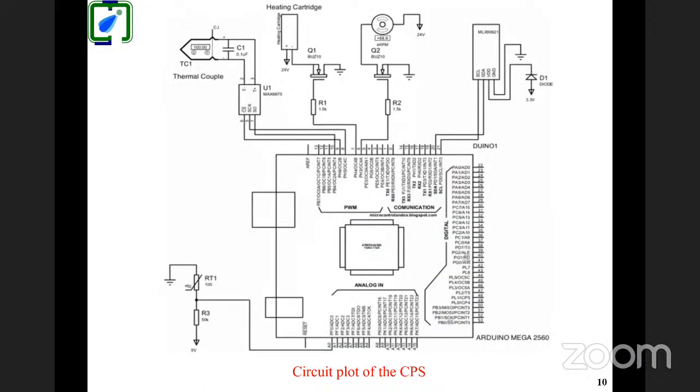This is a circuit plot. The circuit plot will have the thermocouple on this side, and the heating cartridge. Then we have some connector diode over here, and this entire thing is your Arduino board, which is controlling everything. You can see you have PWM, the communication port, and the analog inputs. So all are there, and that will be responsible for giving you the input data.